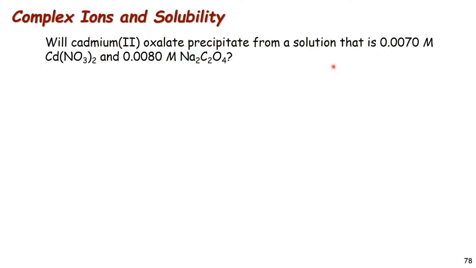So basically what I'm saying is I have 0.007 molar cadmium 2 plus and 0.008 molar oxalate. Does everybody understand that? Do your homework. Okay, so we have our cadmium 2 plus reacting with the oxalate to form our cadmium 2 oxalate. Since this is +2 and this is -2, it's a 1-to-1 ratio.